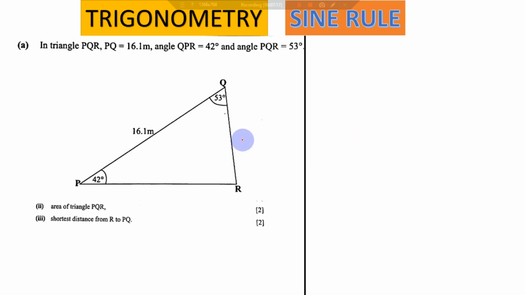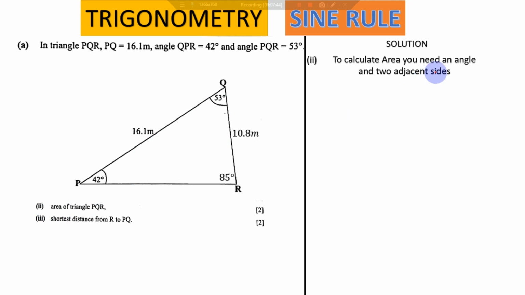We go to the next question, which is the area of triangle PQR. They're saying we should calculate the area of this triangle here. Now, for us to be able to calculate the area, what do we need? It's very important to take note of what you need before you calculate a particular value. So for us to be able to calculate the area, we need an angle and the two adjacent sides to that particular angle. In this case, if you look at 42, we do not have both adjacent sides. We only have one.